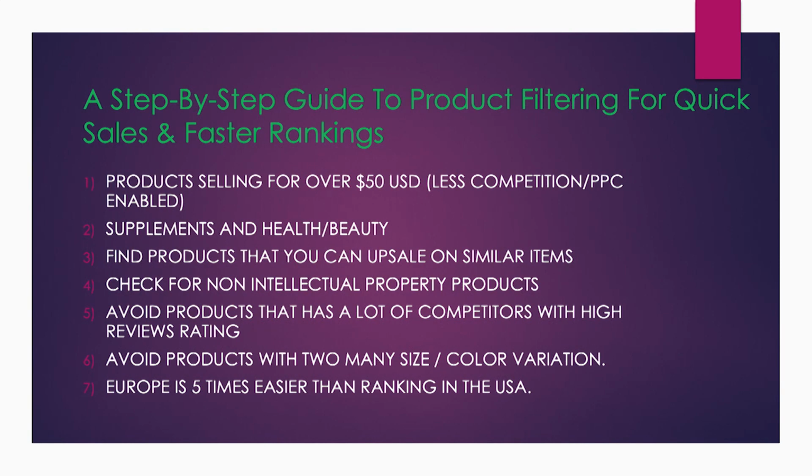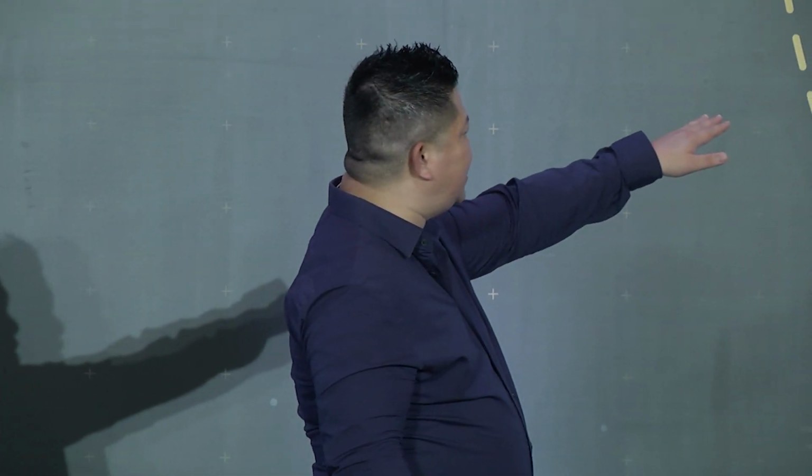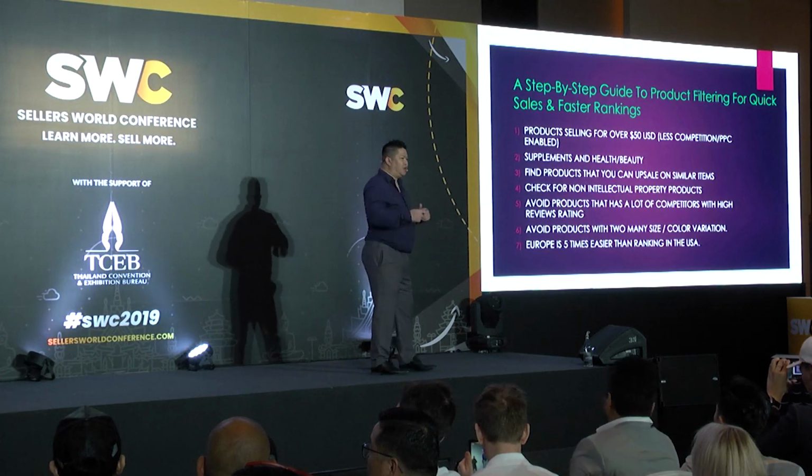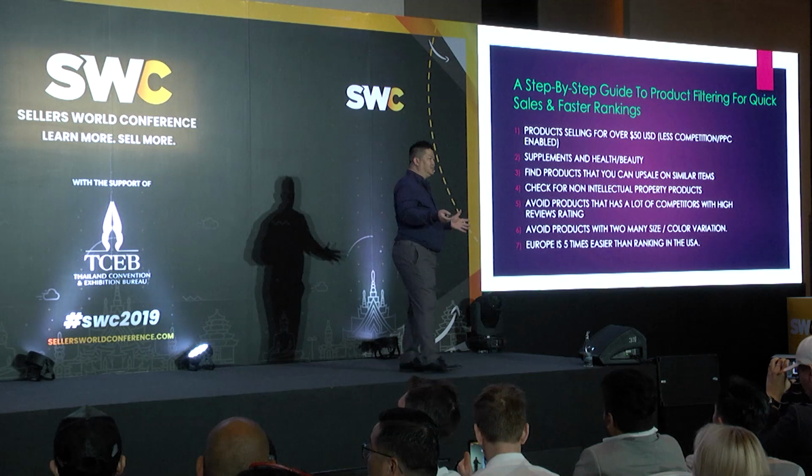Okay, so I'm going to talk about product filtering and how to increase sales and get faster ranking. I think someone did talk about it. I think it was Tim and Zach at the same time. They were talking about some of it, so I'll kind of repeat it. I think Zach said $40, but a product selling for over $50 is what I would suggest.